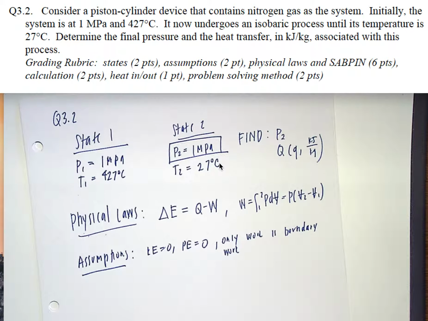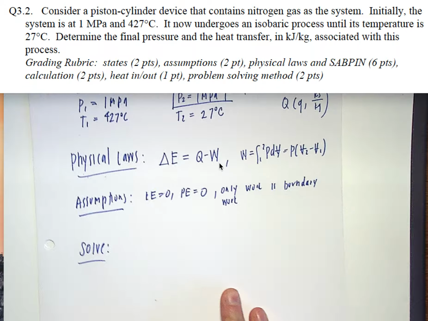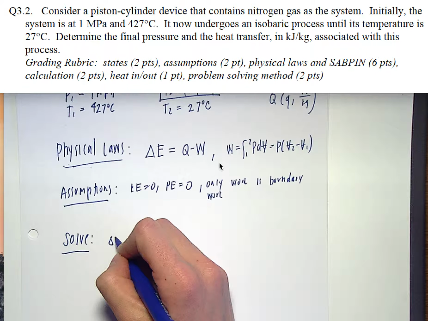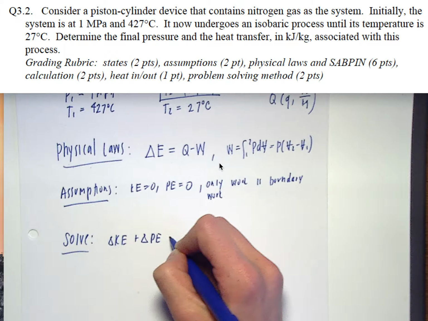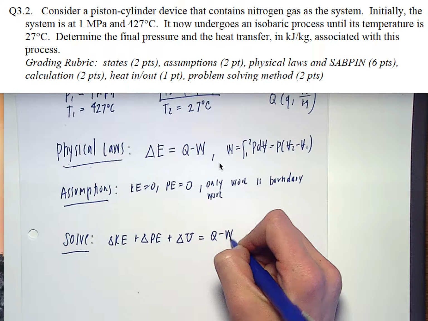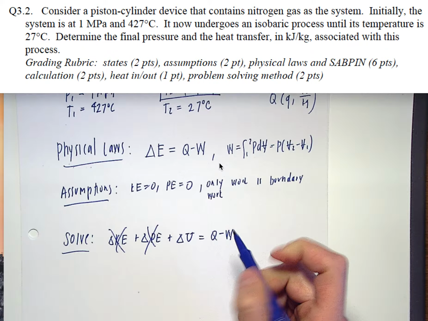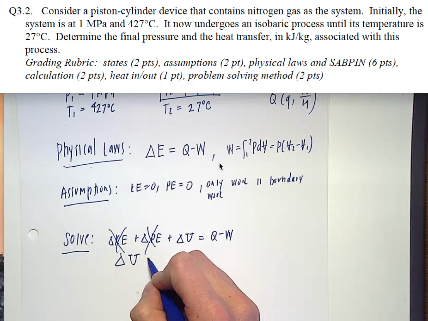So if we put some of those physical laws together, we're going to have delta kinetic energy, delta potential energy, plus delta internal energy equals Q minus W for the whole equation. We said these are 0, and we said this is boundary work. So let's go ahead and plug those in.